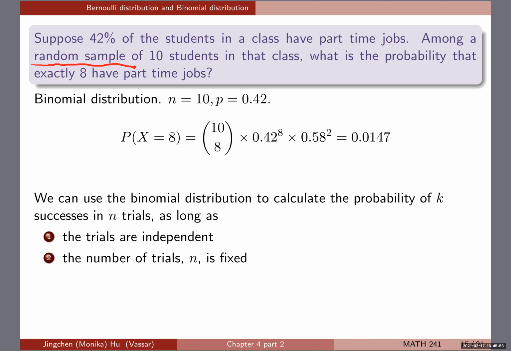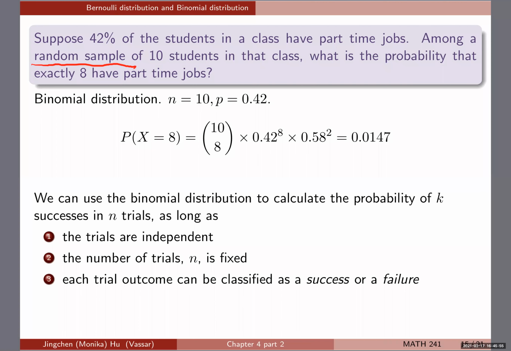Okay. The third condition, each trial outcome can be classified as a success or a failure. Again, we call them success and failure, but you can also say yes or no, 1 or 0. For us, we're defining a success as having a part-time job. Again, I'm using quotes around success, it doesn't really mean the literal meaning. We're really just talking about the question itself. So if we define having a part-time job as success, then indeed for each student, it's either an outcome of success or failure. So we are able to satisfy this third condition as well.